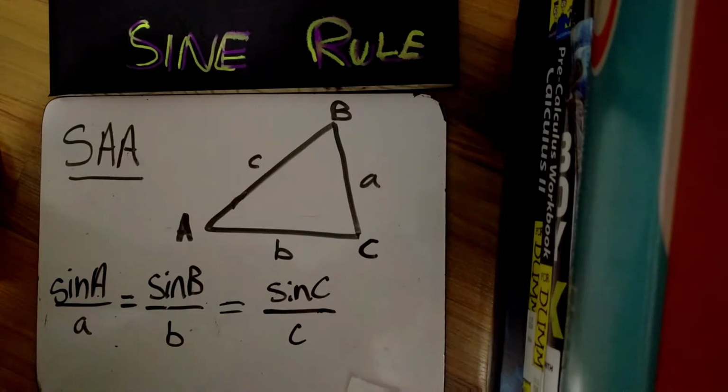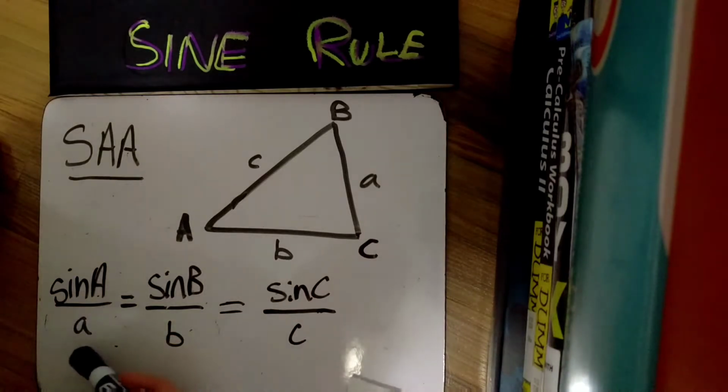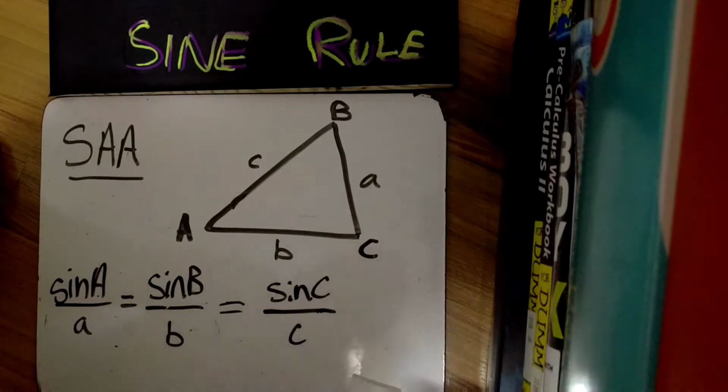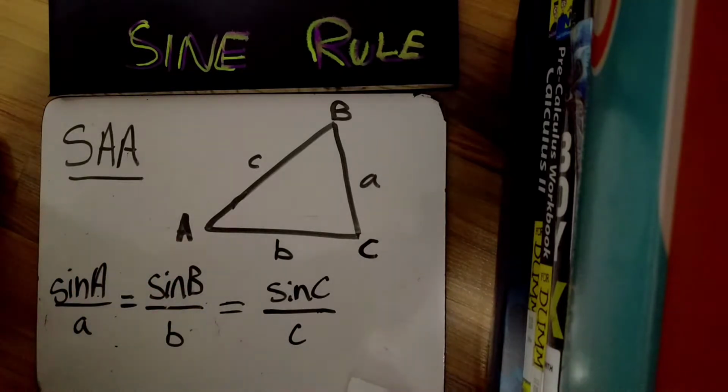Now this is the sine rule if you wanted to solve for an angle. So before it would solve for a side, now this will solve for an angle. So sine A over a equals sine B over b equals sine C over c. For the side angle angle triangle case, we'll solve for an angle.